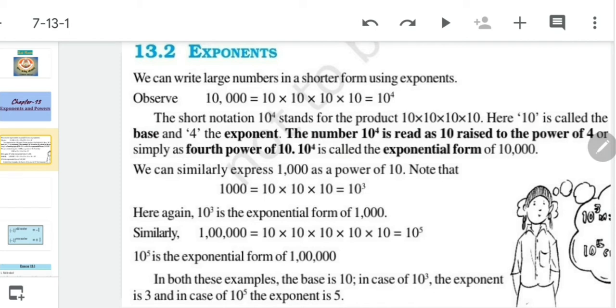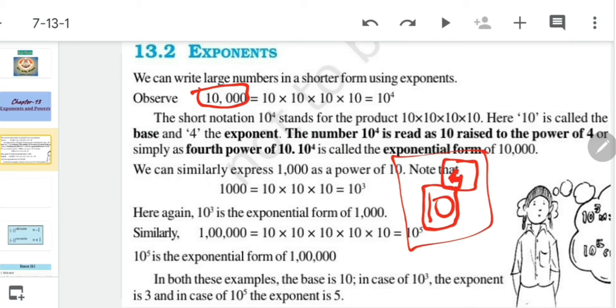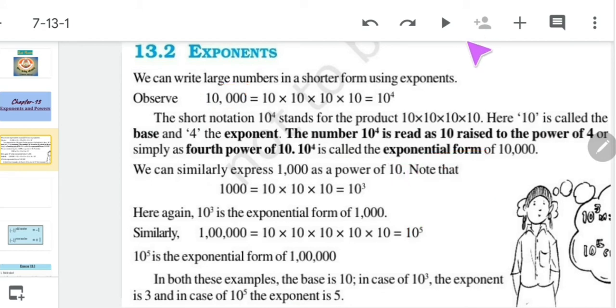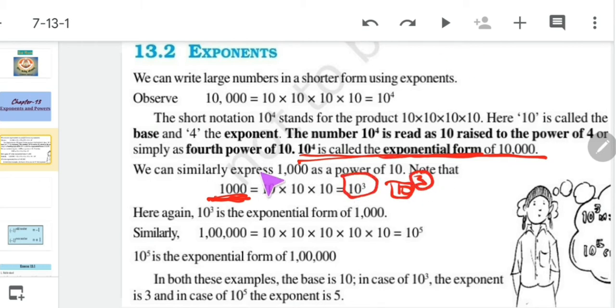Again, let's recall. In 10 power 4 notation, 10 is the base. This power is termed as exponent, and this whole notation, that is 10 power 4, is termed as exponential form of 10,000. Okay, now we have more examples here, like 1,000, that is 10 power 3. So here 10 is the base and 3 is the exponent, and this is called the exponential form of 1,000.